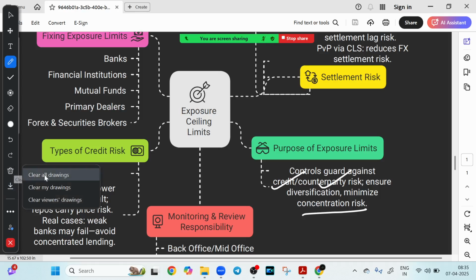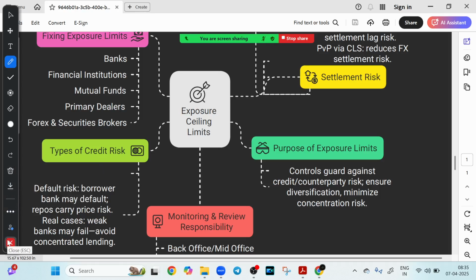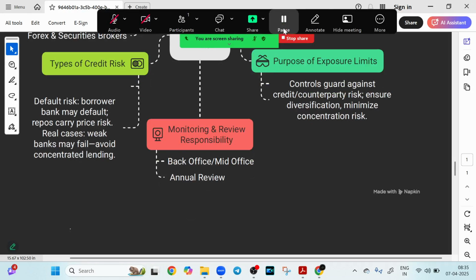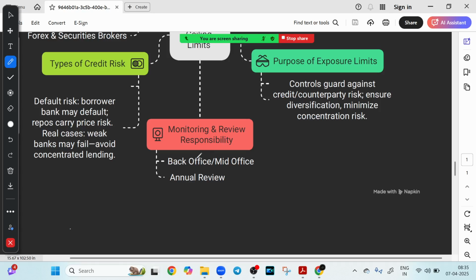And the last we have is called the monitoring and review responsibility. Who monitors it? Just like we have seen, the stop limit is monitored by the back office, and in the case of this exposure ceiling limit, setting the limit is just step one. Enforcing them is the key. So this job lies with the back office and the mid office. And yes, there is a mandatory annual review to ensure everything stays in check and up to date.